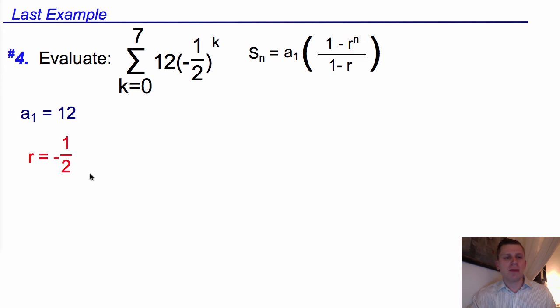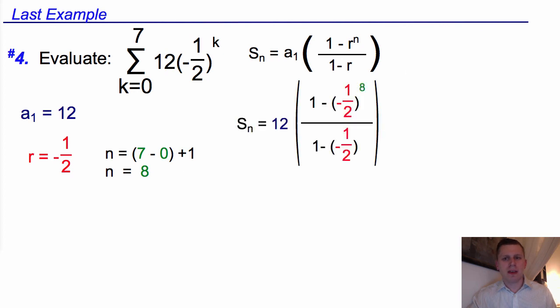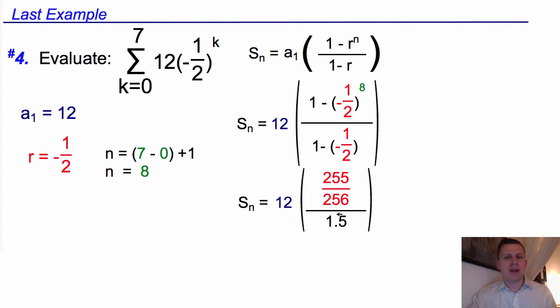Need to figure out how many terms. If I have a series written with summation notation, it's the upper limit minus the lower limit plus 1. Here, 7 minus 0 plus 1 is there's 8 terms here. Now I plug in. When I plug in, I keep everything as fractions, and I'm going to type the numerator into my calculator and the denominator into my calculator separately to see what I get. If I did this correctly, what you should have gotten here is in the numerator you should have got 255 divided by 256, and the denominator 1.5.